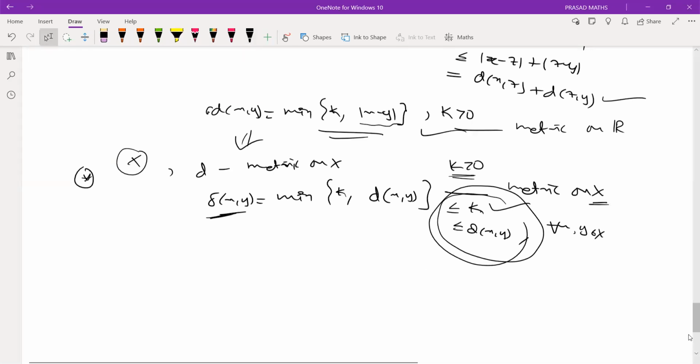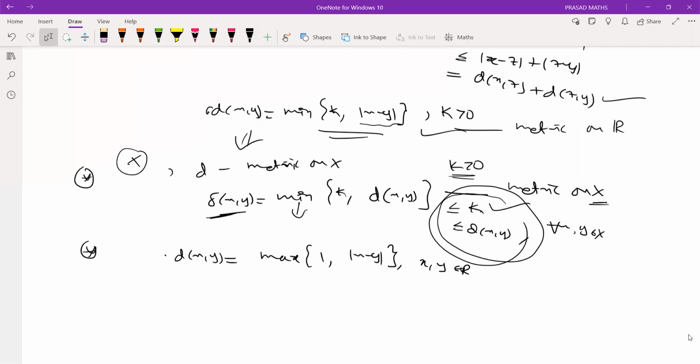Okay, so same example. Suppose I take distance between x comma y. If I replace this minimum by maximum, is it a metric or not? Put it in chat box. If I replace minimum by maximum, is it a metric? Put it in chat box.